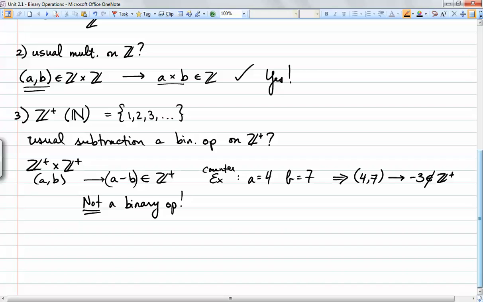Let's look at some other ones here. So 4. Let's let our set be all the positive real numbers. Okay, and I'm going to take A and map it to root A. All right, that's not a binary operation because this doesn't come out of R plus cross R plus. I'm only using one element, not two, right? So this is not a binary operation.